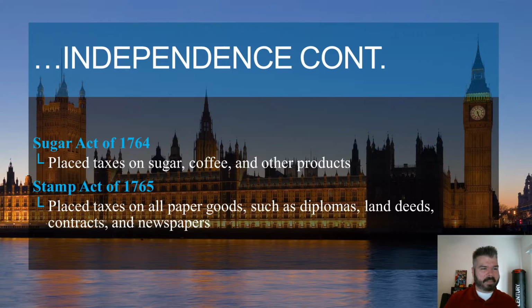Right? The Stamp Act of 1765, one year later, placed taxes on all paper goods such as diplomas, land deeds, contracts, newspapers. We have to understand something. We did not have Twitter. We did not have social media. We did not have the internet. The way to get news was to talk with one another and to read your local newspapers, right? So to see increased taxes now on all paper goods, you can imagine again this might have upset some people.